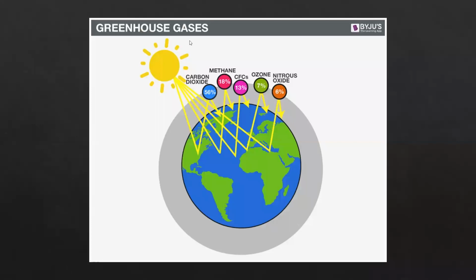Here again, the greenhouse gases: carbon dioxide, methane, CFCs, ozone, nitrous oxide. These are the greenhouse gases that increase. In case of increasing the amount of these gases, they will prevent the penetration of infrared rays, and the infrared rays will be trapped within the atmosphere, and this will cause the increase in temperature of the Earth, causing global warming.